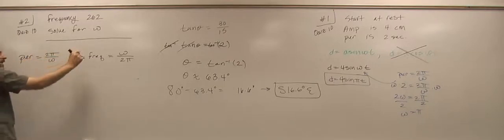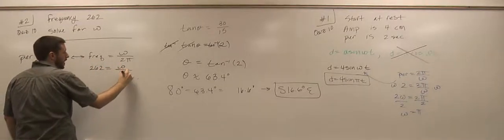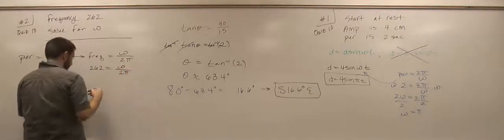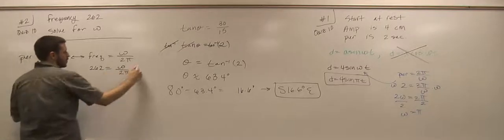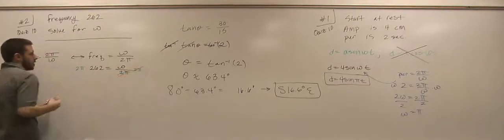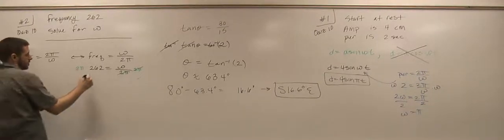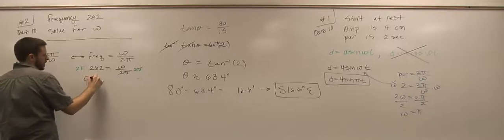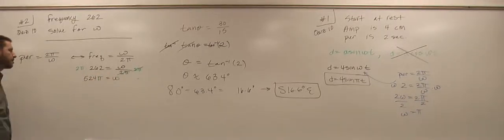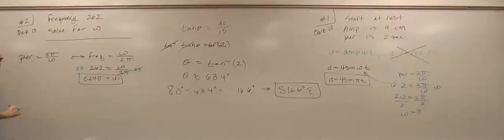So if you do it this way, then you would set 262 equal to omega over 2 pi. Multiply by the 2 pi to isolate omega. 2 pi, 2 pi. Omega equals 524 pi. So that's one way to do this.